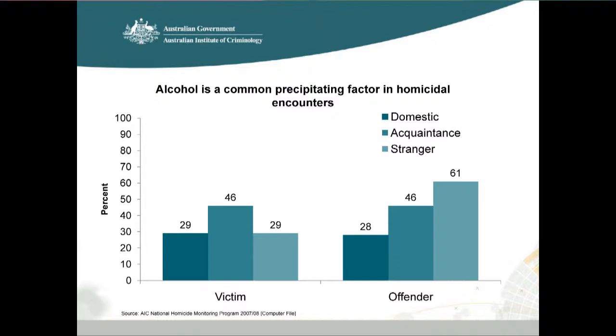But interestingly enough, for stranger homicides, your potential brawls outside pubs and clubs or even on the street or in a park or whatever, 61% of offenders for homicides that involved only strangers had actually been drinking prior to the incident, and 29% of victims in those situations had been drinking prior to the incident. There's a paper that the AIC released not long ago on alcohol and homicide, and for anyone who's interested in knowing rates and the nuances and differences between Indigenous and non-Indigenous offenders and men and women and all of those kinds of things, I would certainly encourage you to have a look at it, because it goes into far more detail than I have time to here.